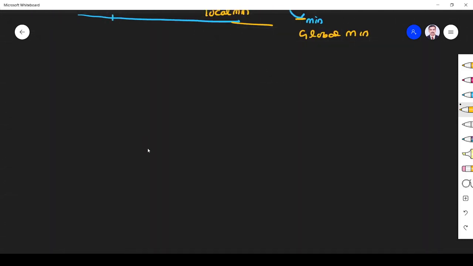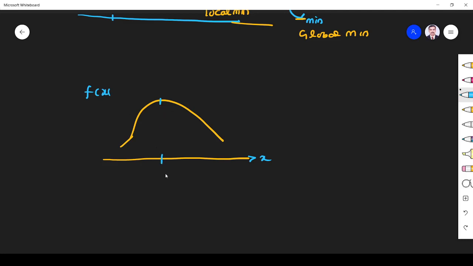But mathematically, how can we prove that? Let us take this function. We know the maximum is at this point. Let us assume this axis is x and this axis is f of x. Let us assume the maximum value occurs at point P. So when x is equal to P, what is the value of f of x? That is called the maximum value, and this value is known as f of P.